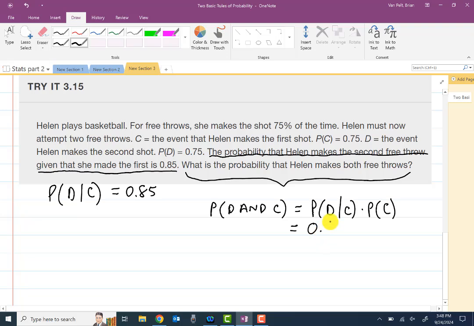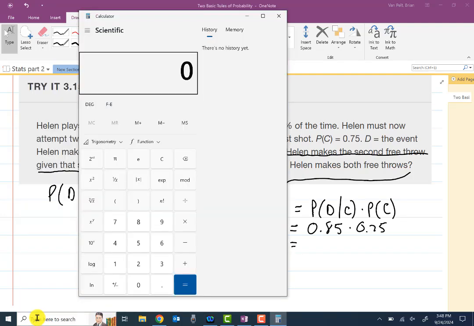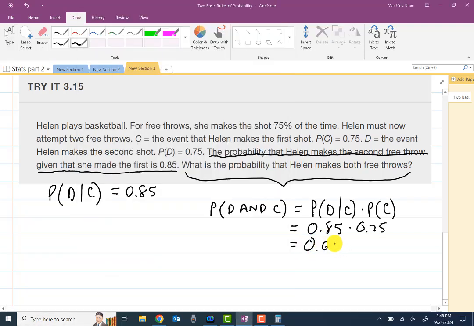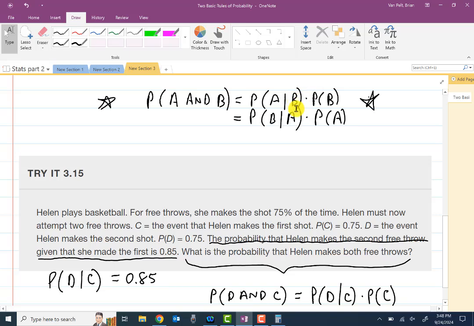Well, anyways, we have this 0.85, and then I have P of C, which is 0.75. See if I had a calculator around here. 0.6375. Basically, do just like what I did. Write down the info that you're given and then come up to the formulas and decide which one is the one that you want to use.